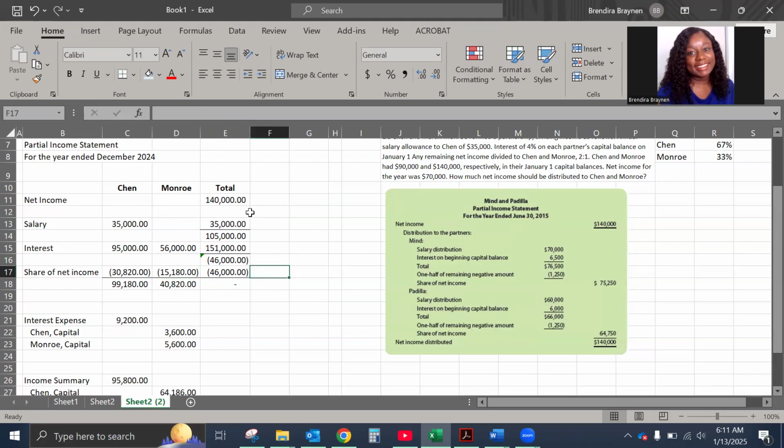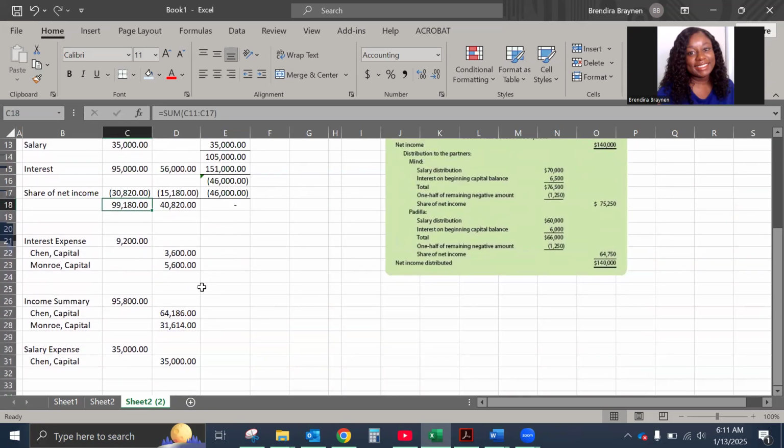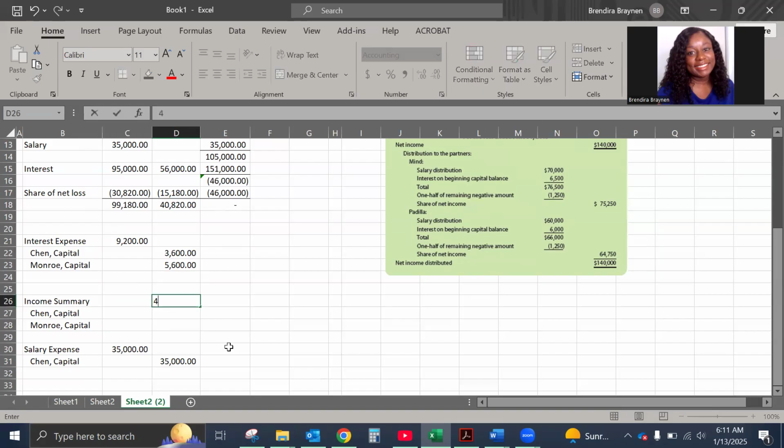All that would happen is that at the end, remember we had a larger share of net income going to the capital accounts of Chen and Monroe. Now we don't have that. And so that means we have to share net loss. And in sharing the net loss, the difference is just that the income summary account wouldn't have been credited, it would have been debited. And so I would have had to adjust that as well. So the loss is 46,000. So that means I would record from the income summary 46,000, and net losses reduce capital.